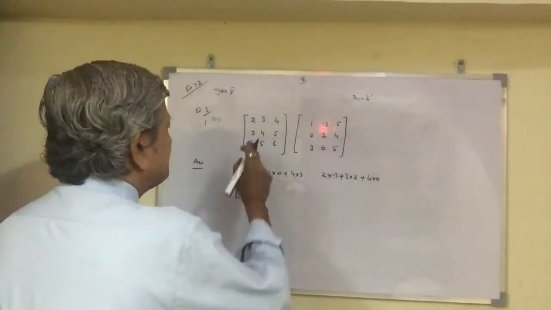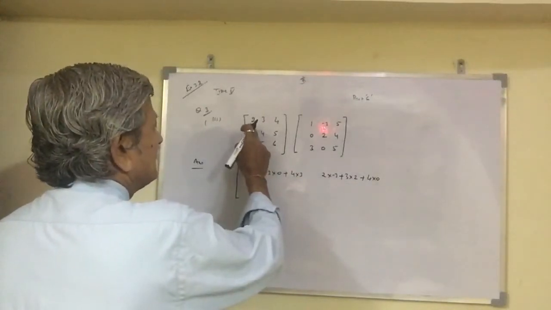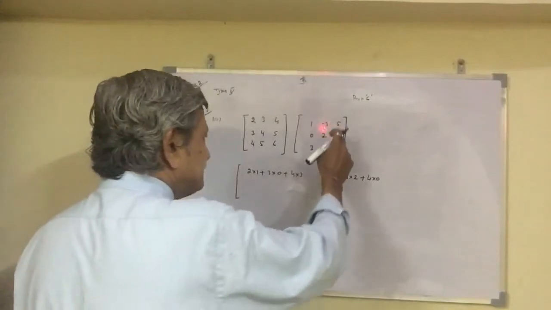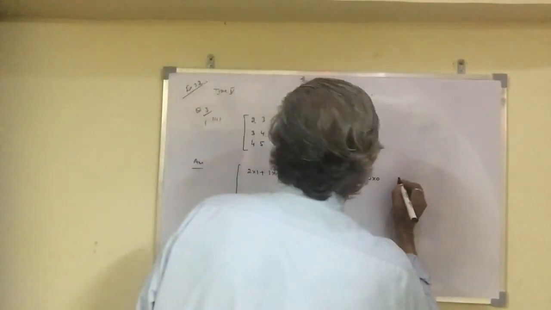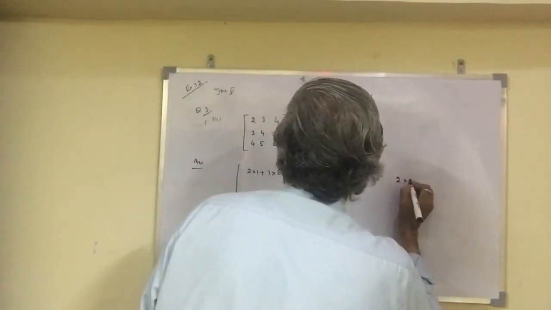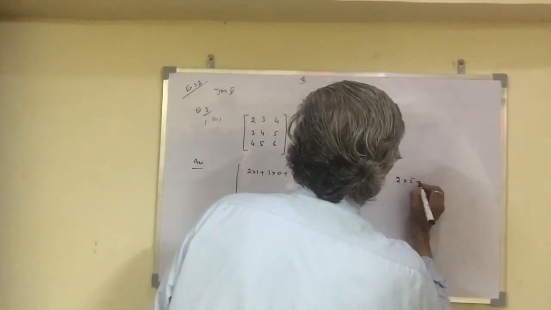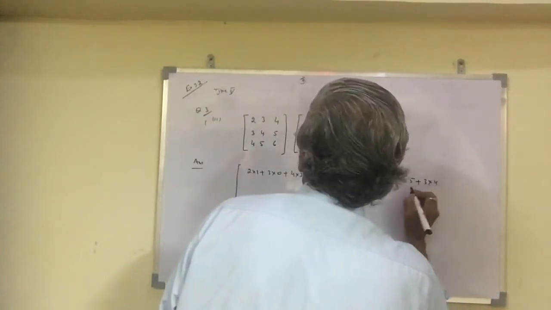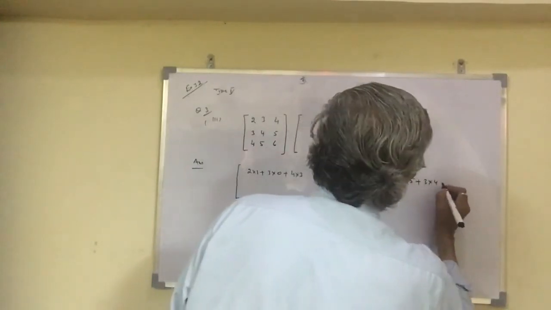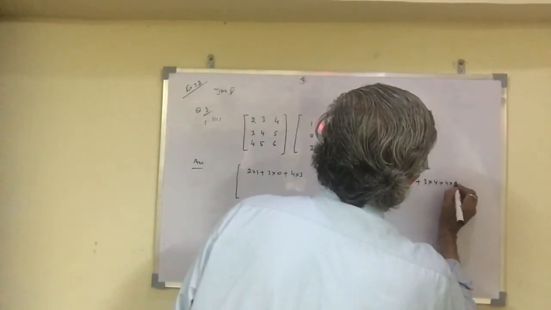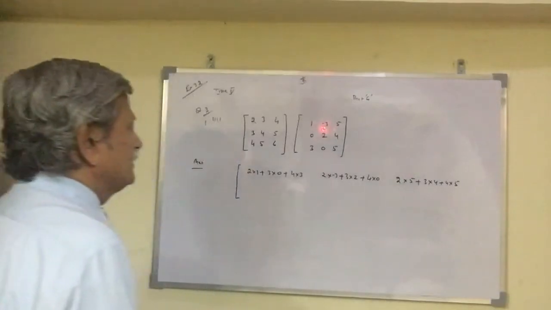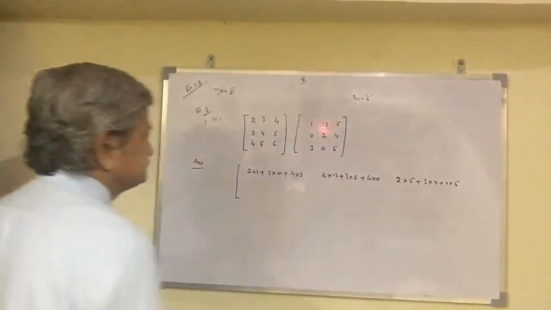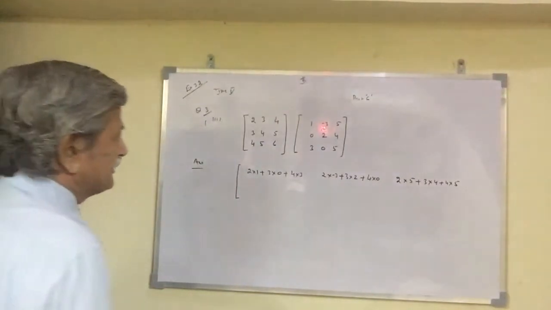Then you continue with these parts. Here you take the first row again, then the third column. So this will be 2 into 5 plus 3 into 4 plus 4 into 5. So this is your third element of the first row.